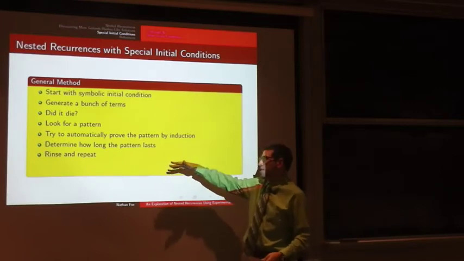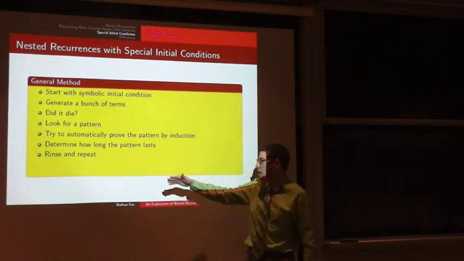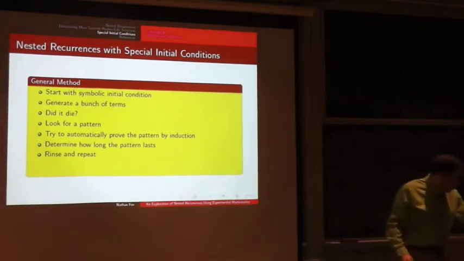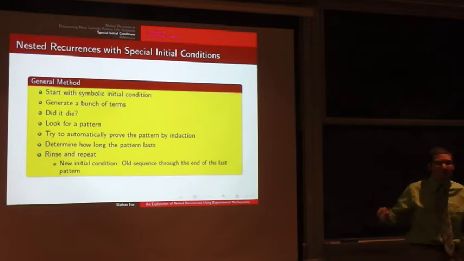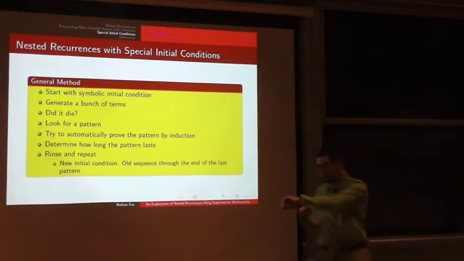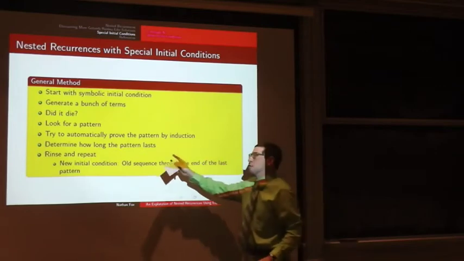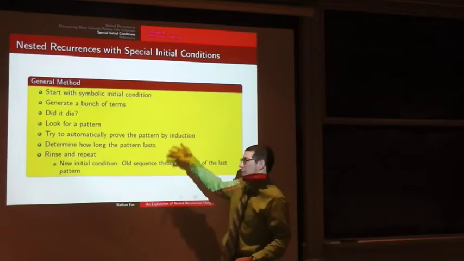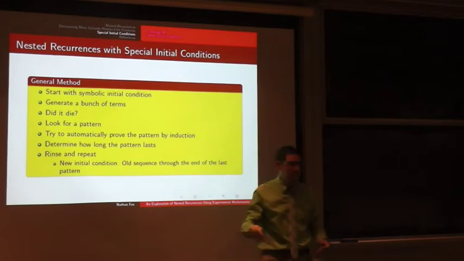But if it only lasted, let's say, until index 5n, then you just repeat this whole slide again. But your new initial condition is the entire sequence you've looked at so far up through what you just generated. So you just keep doing this until it dies or until you can prove something. And what you actually sometimes end up with is a higher order type pattern, which you would sort of have to look at yourself to find.